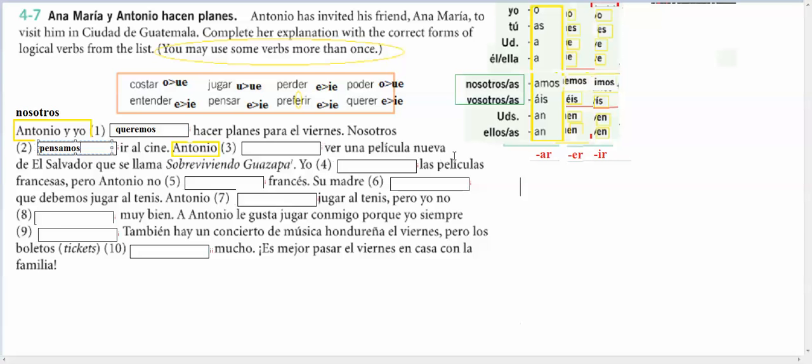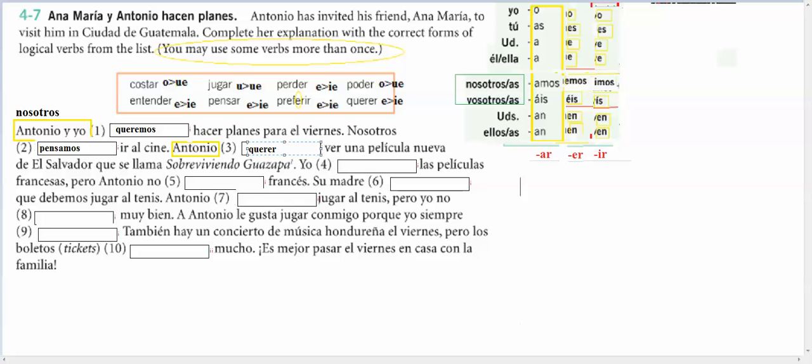Antonio blank ver una película nueva del Salvador que se llama Sobreviviendo Guasapá. Okay. So maybe Antonio wants to see the new film from El Salvador. So again, that's querer.